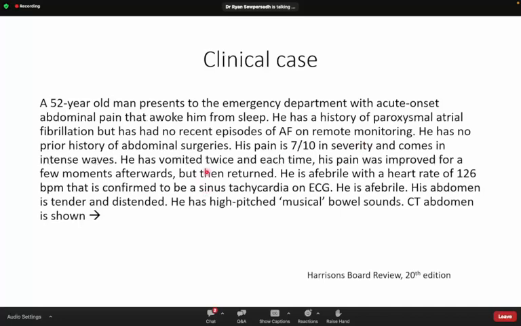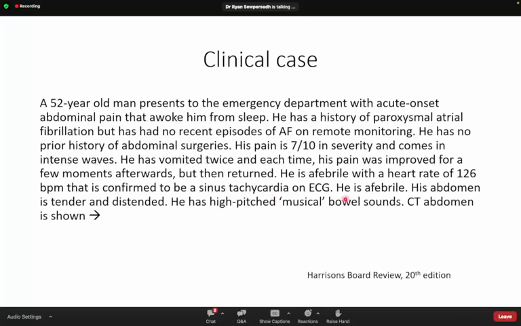He has no prior history of abdominal surgery. His pain, he says, is 7 out of 10 in severity and comes on in what he describes as intense waves. So it comes and goes, very colicky in nature. He has vomited twice, and each time his pain improved somewhat for a few moments afterwards and then came back. He is afebrile with a heart rate of 126 beats per minute, so he's tachycardic. That is confirmed to be a sinus tachycardia on ECG, so not a sinus arrhythmia.